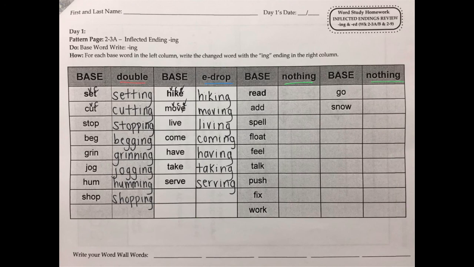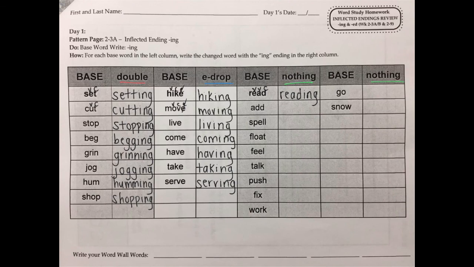In my first column, the base word read, I see vowel, vowel, consonant. So two vowels aren't going to let my consonant bring a friend. They're going to overrule him. They're going to be really bossy. So we just do nothing and add the ending -ing, and read becomes reading.